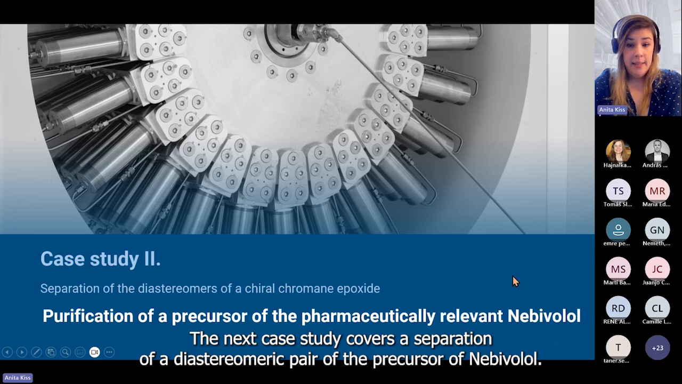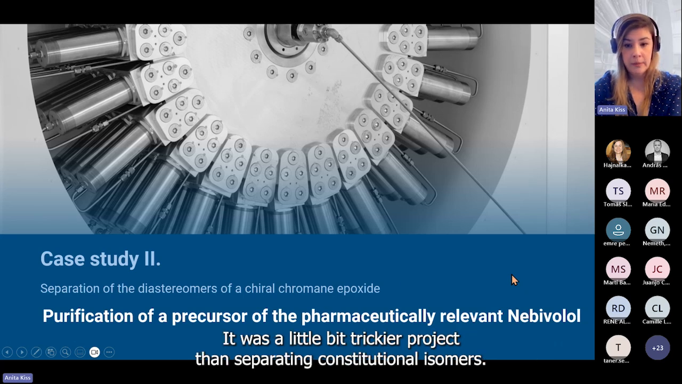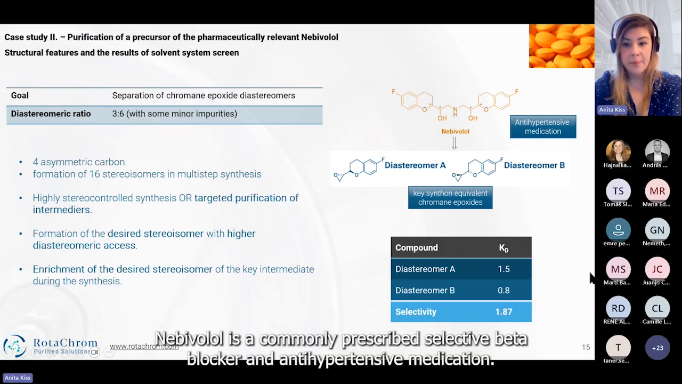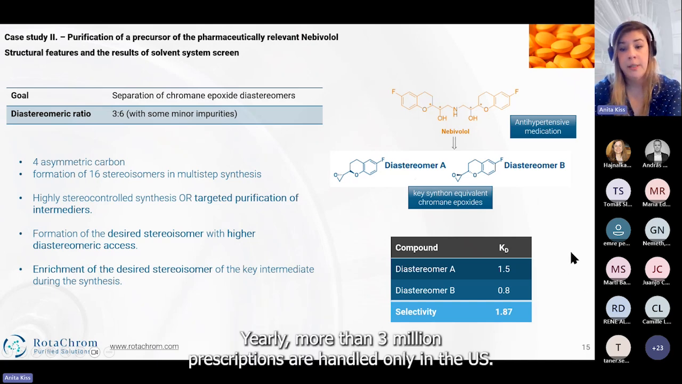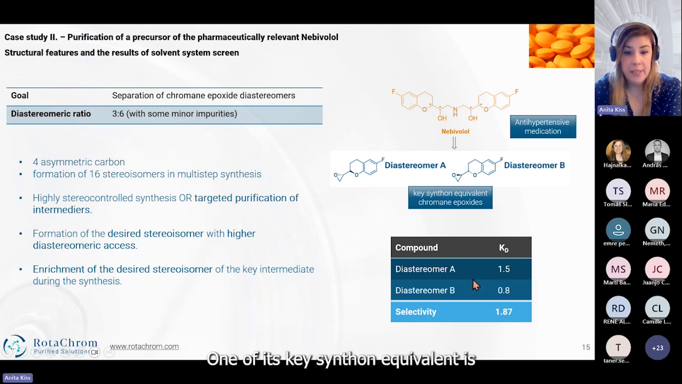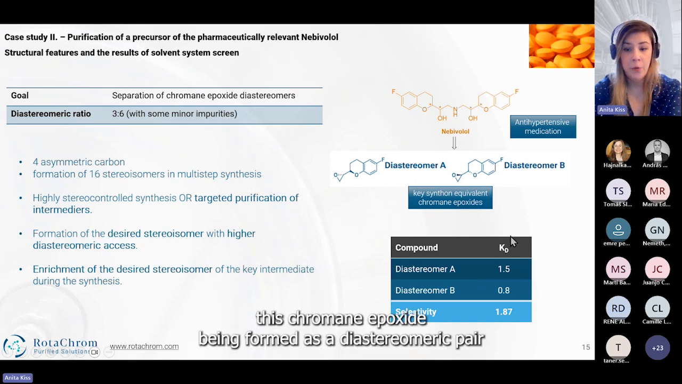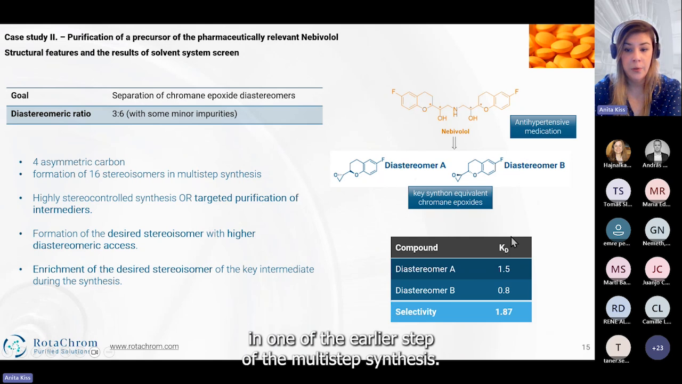The next case study covers the separation of a diastereomeric pair in the precursor of nebivolol. It was a little bit trickier project than separating constitutional isomers. Nebivolol is a commonly prescribed selective beta blocker and antihypertensive medication. Yearly, more than 3 million prescriptions are handled only in the US. One of its key intermediates is this chroman epoxide being formed as a diastereomeric pair in one of the earlier steps of the multi-step synthesis.